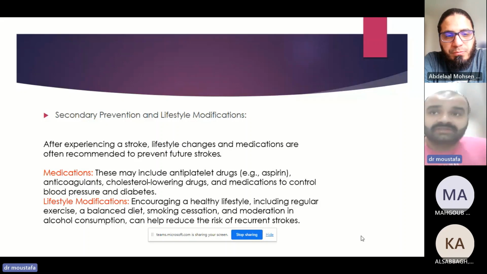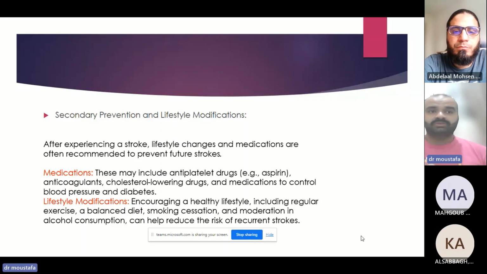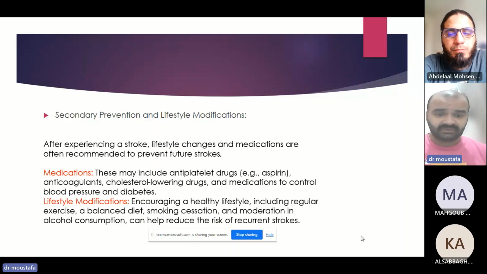Also for lifestyle modification, we need to encourage the patient to have a healthy lifestyle, maybe regular exercise, balanced diet, smoking cessation. We might need to refer him to a smoking cessation clinic if he's willing to, and if he needs to stop alcohol or anything, we might need to refer him to the alcohol misuse clinic. All of these are risk factors. So all of this might help us to reduce the risk of recurrent strokes.